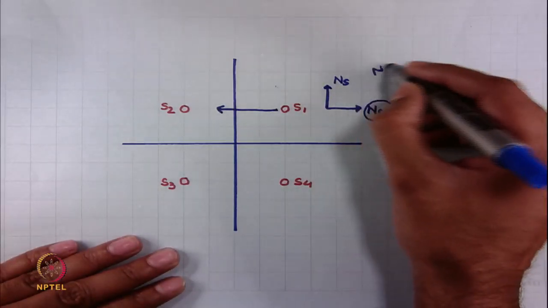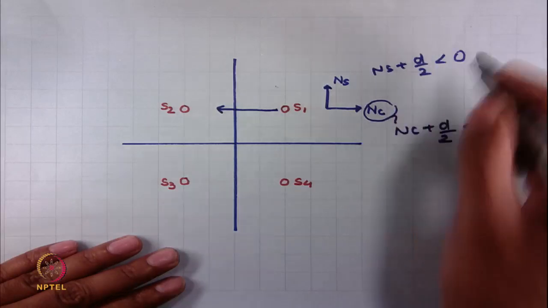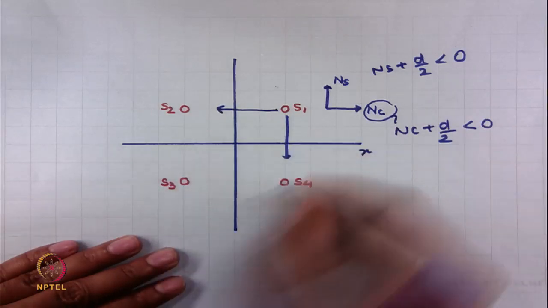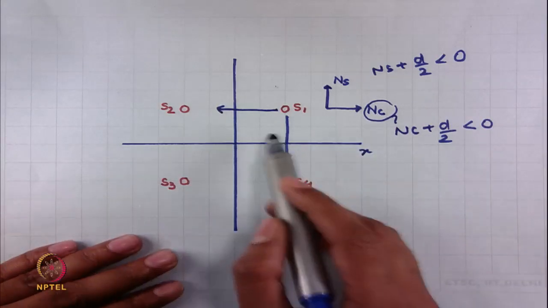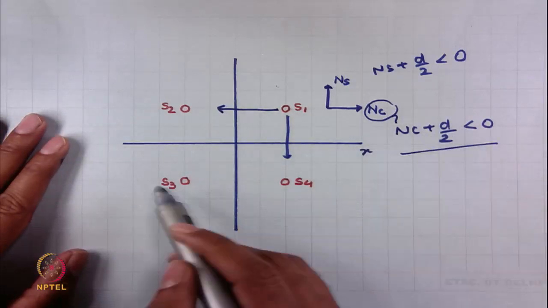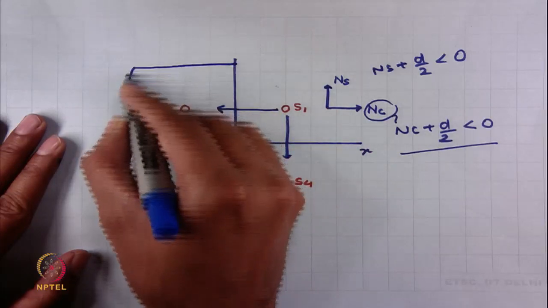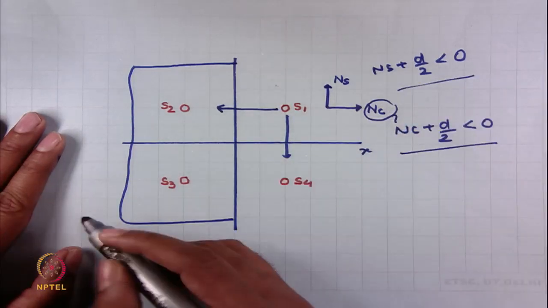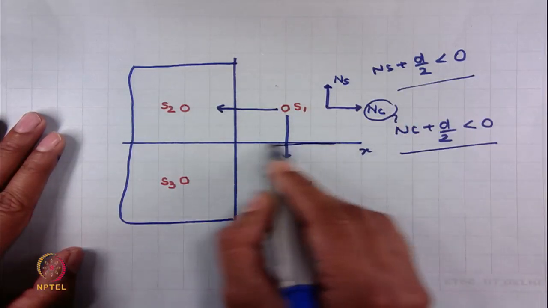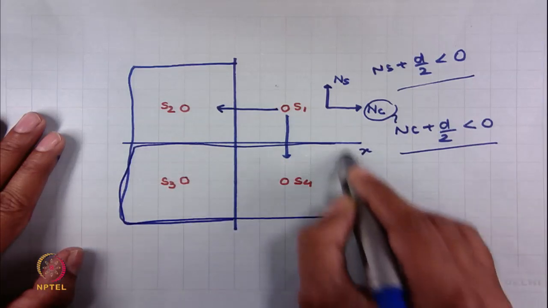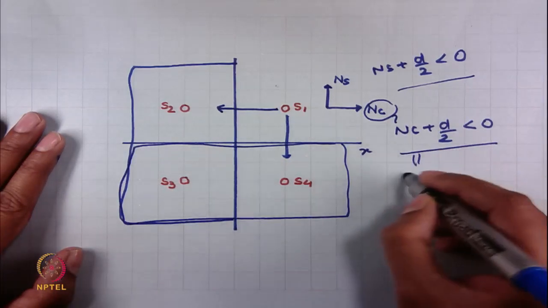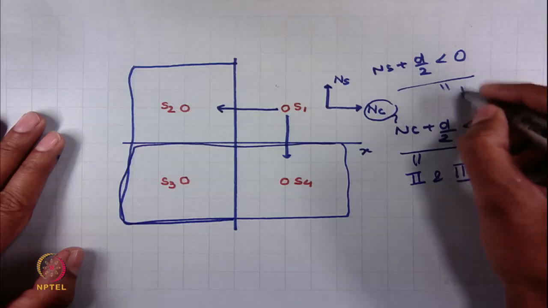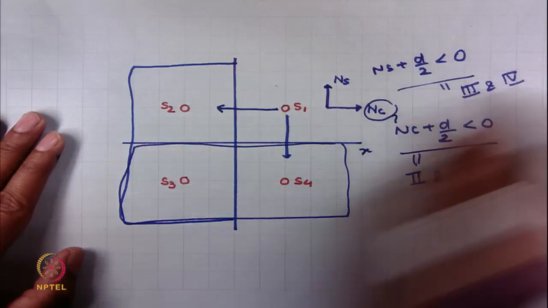Similarly, when NS plus d by 2 is less than 0, the received value will slip below this axis, below the x axis. And thus, you see when this event happens, the received value will lie either in the second quadrant or in the third quadrant. When this event happens, the received value will lie either in the third quadrant or in the fourth quadrant. So, this corresponds to the received value lying either in the second or third quadrant. This event corresponds to the received value lying either in the third or fourth quadrant.